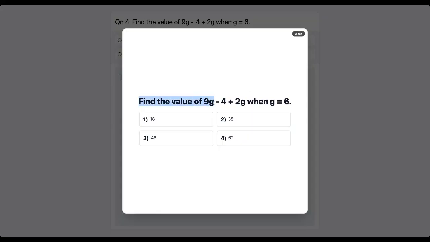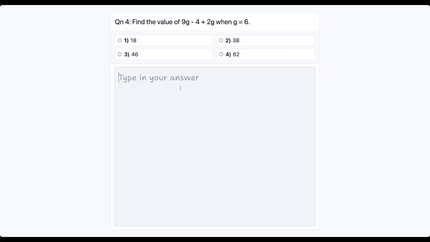Find the value of 9g minus 4 plus 2g when g is equal to 6. So in this case, we can just write 9g minus 4 plus 2g. If you add the g's together, or we just rearrange, it becomes 9g plus 2g minus 4, and this will be 11g minus 4.